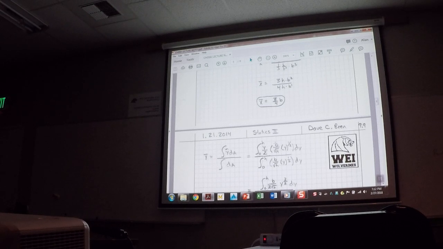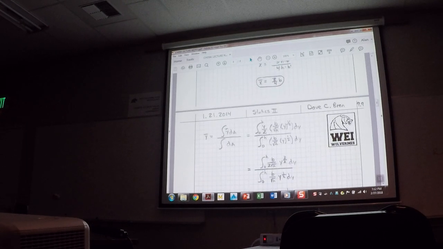Anyways, see how this is the same in the denominator, my little slice of area over a little slice of area, but this is little slice of area times each individual Y. The centroid of each individual Y is actually halfway up on the Y, so that's why I've got a Y divided by 2.